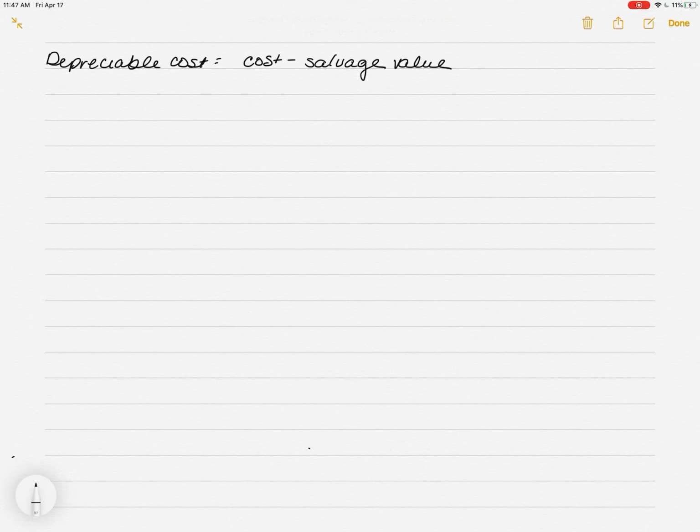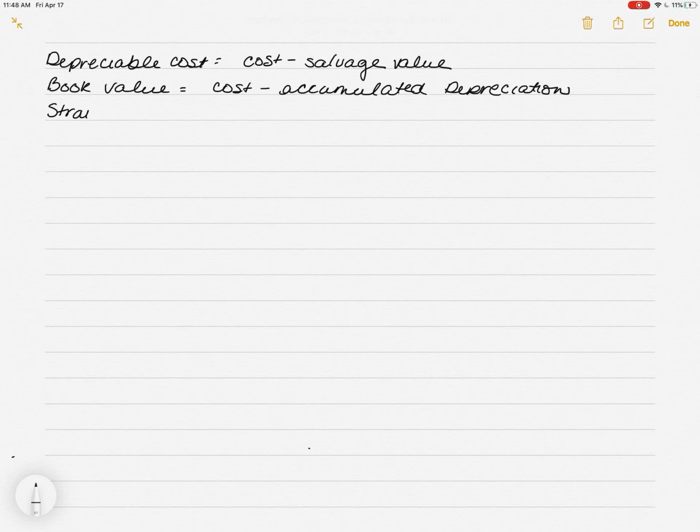The second concept we talk about is book value. Book value is going to be your cost minus your accumulated depreciation. We're going to use both of these concepts when we look at the different depreciation methods and try to calculate them. The first method we're going to look at is our straight line depreciation method.